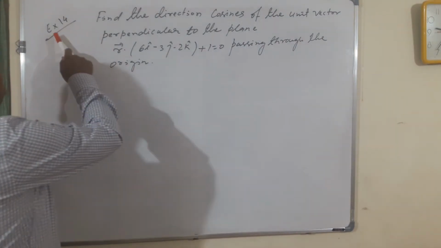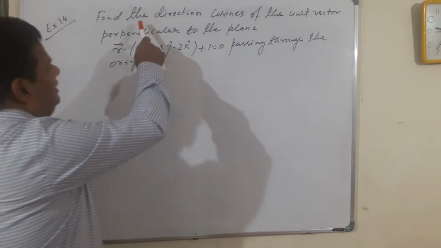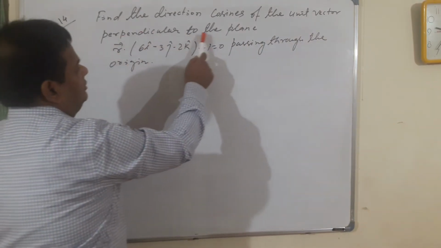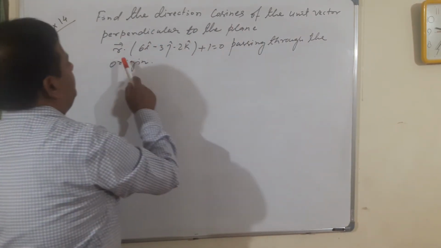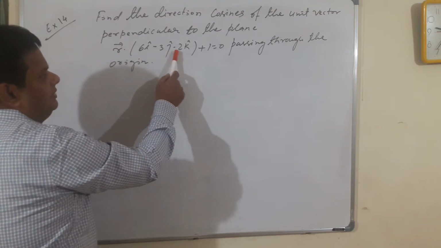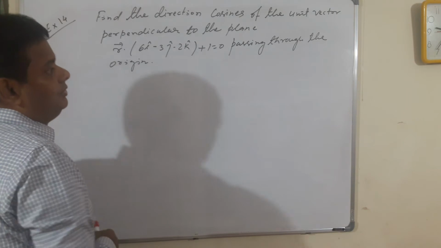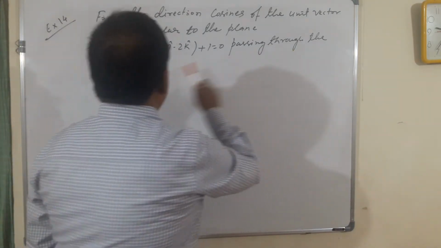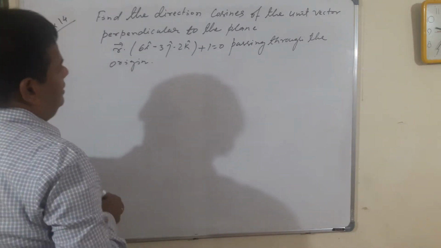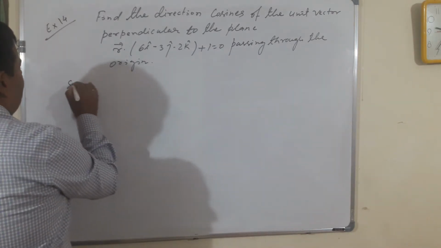Here, example number 14. Find the direction cosine of the unit vector perpendicular to the plane vector r dot 6i minus 3j minus 2k plus 1 equal to 0 passing through the origin. Solution here.